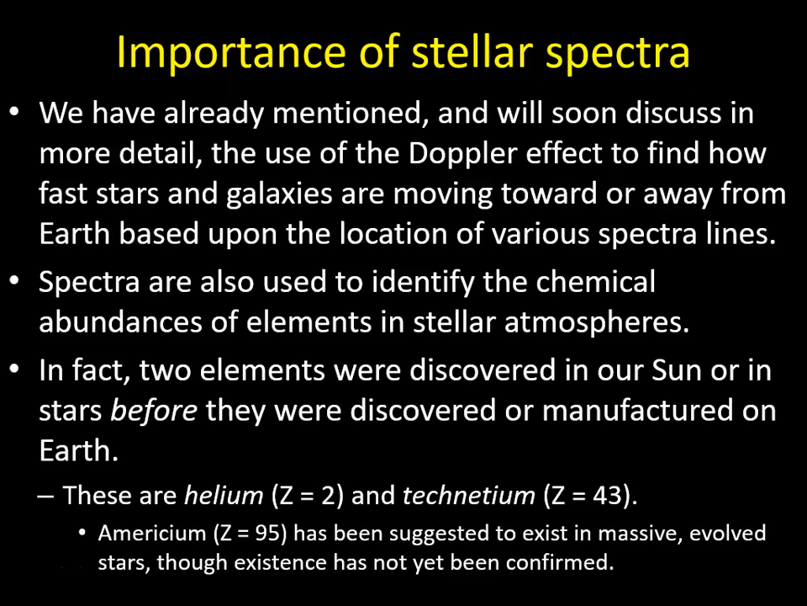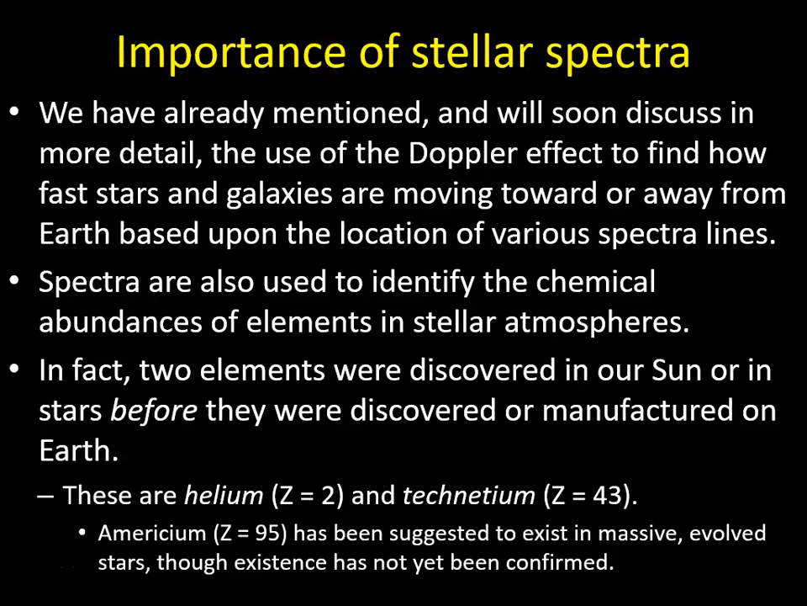So, as we've already mentioned, and we'll soon discuss in more detail, using the Doppler effect to find how fast stars and galaxies are moving away from Earth is based on the location of various spectral lines. And that's something that we're going to look at today. Spectra are also used to identify the chemical abundances of elements in stellar atmospheres.